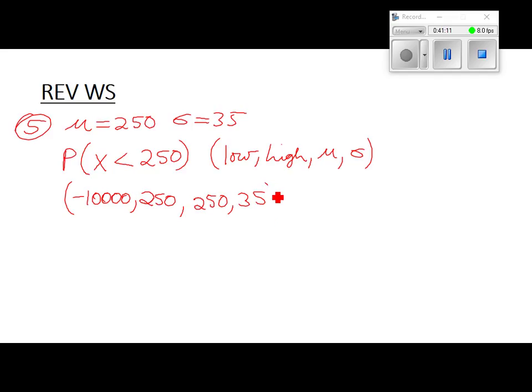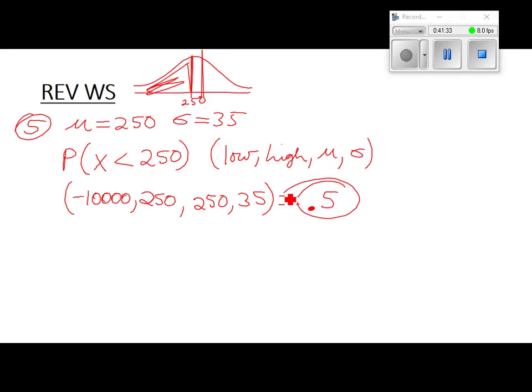35. Now, before you can punch anything in, you should have been able to do this without punching into your calculator. We're trying to find the area below 250. Well, what's right here in the middle of our graph? 250. How much area is below that? Half of it. So what should your answer be? Better be 50% or 0.5. You could punch it into your calculator and check, see if it works.